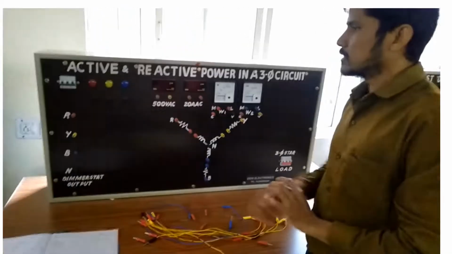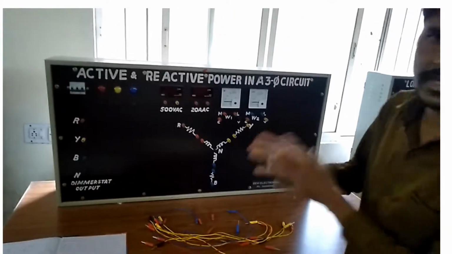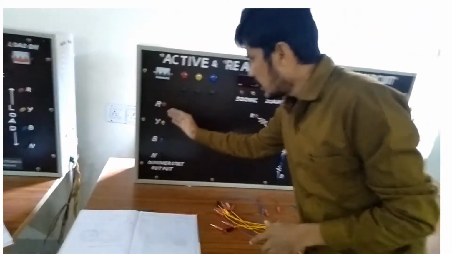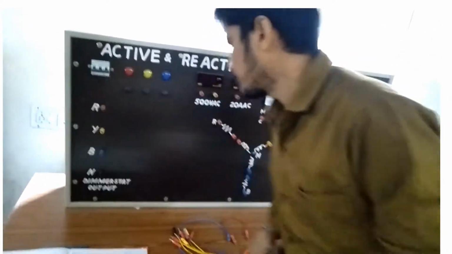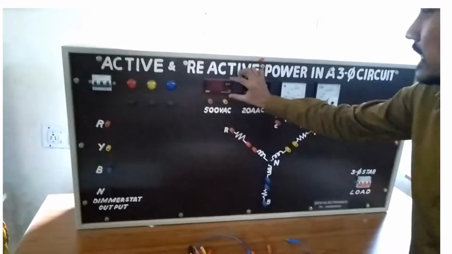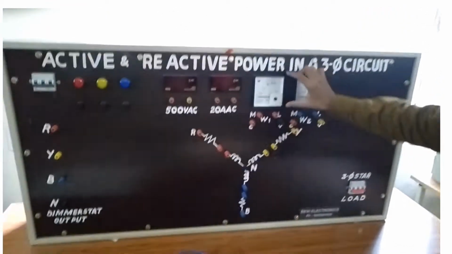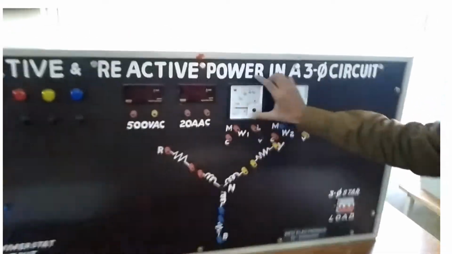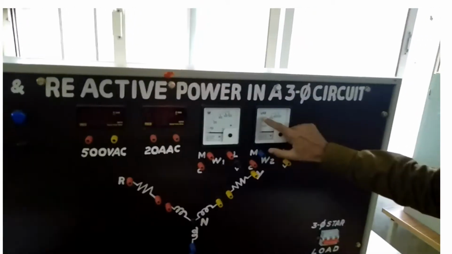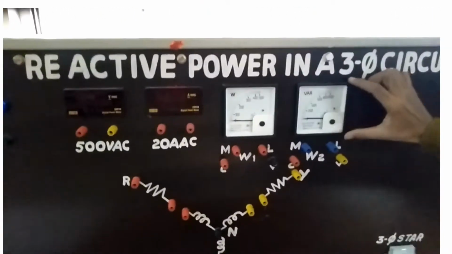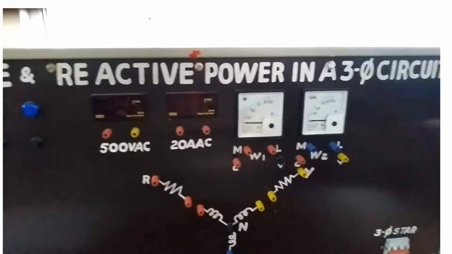Here we have different components. Some are internally connected and some we are going to connect. This is the RYB three-phase input and neutral. This is the AC voltmeter, AC ammeter, and this one indicated W is the wattmeter, which is used to measure active power. This is the VAR unit, which means this measurement unit is for reactive power.